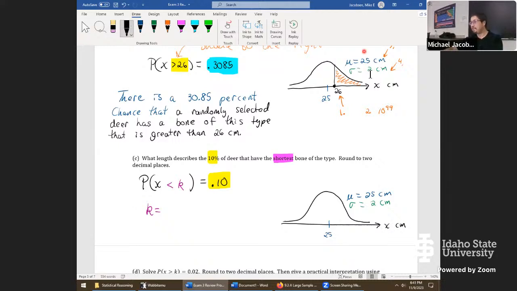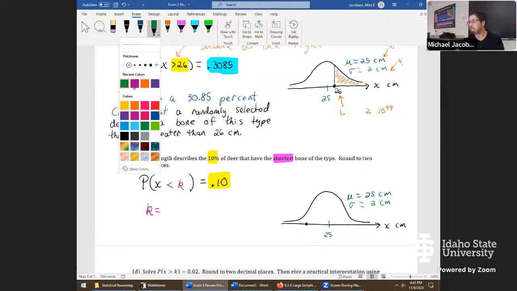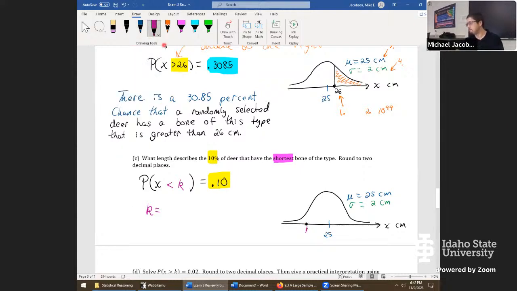Okay, with that in play, next thing we have to decide is, where should K go? It's saying area to the left of K this time needs to come out as a 0.10. So I'd be placing it right around here somewhere. Does that make sense to everyone? Awesome. Let's drop our K right around here. So now we have shading going in this region.